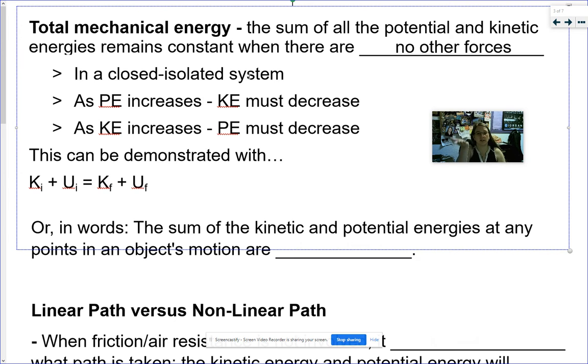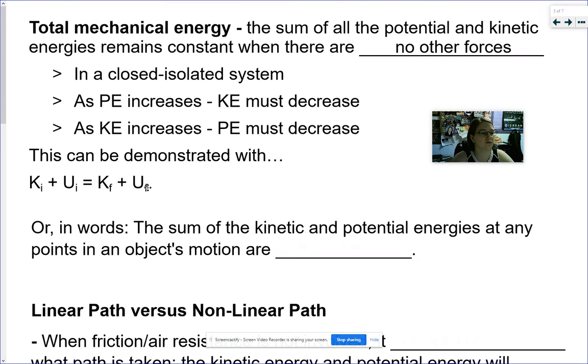So as potential energy increases, kinetic needs to decrease, and then vice versa. If kinetic is increasing, potential is going to decrease, and in fact, by the same amount. So if potential energy increases by 10 joules, kinetic will decrease by 10 joules. This is, again, only the case when there's no non-conservative forces. If there are some non-conservative forces, that's going to impact things, and we'll talk about that at the end here.